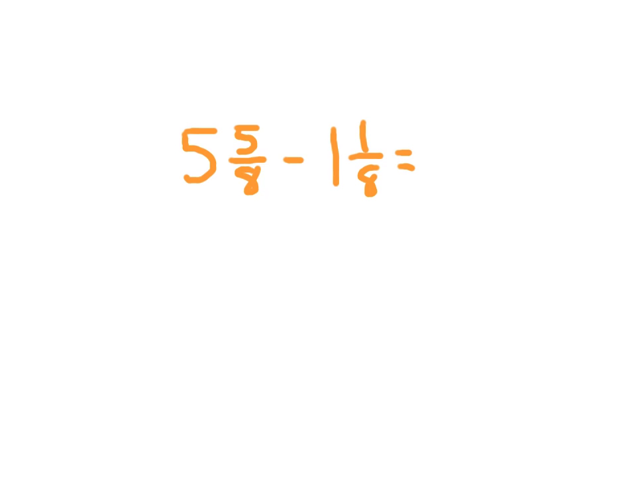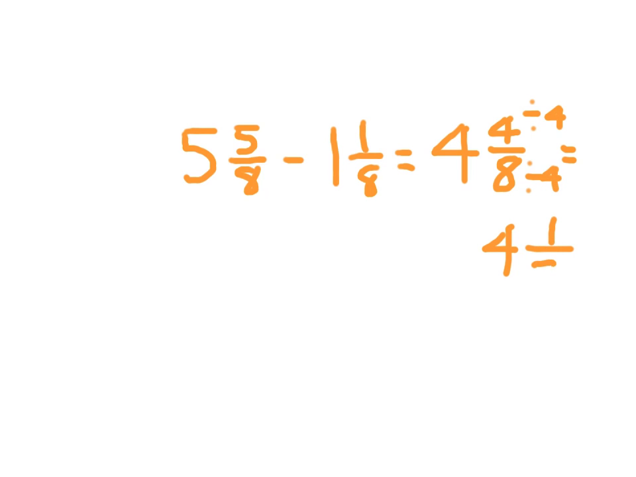5 and 5/8 minus 1 and 1/8, we'll take 5 minus 1 first, which is 4, and 5/8 minus 1/8, which is 4/8. This is not in simplest form, so we work with it a little bit more to get it into simplest form. Our answer is 4 and 1/2, where we've shown all that work.